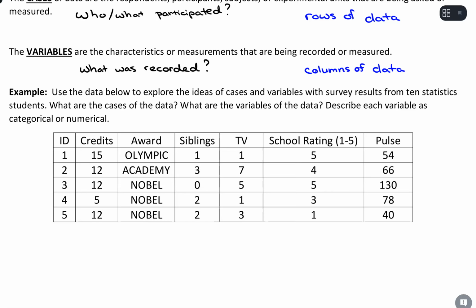So what are the cases of the data? So these are survey results from, and actually that says 10 statistics students, but we only have data for 5. So what are the cases of the data? What I'm really asking is who participated in this study. So if I look at the rows of the data, we can see we have these 5 students and all of their information. So the cases of this data are the 5 statistics students.